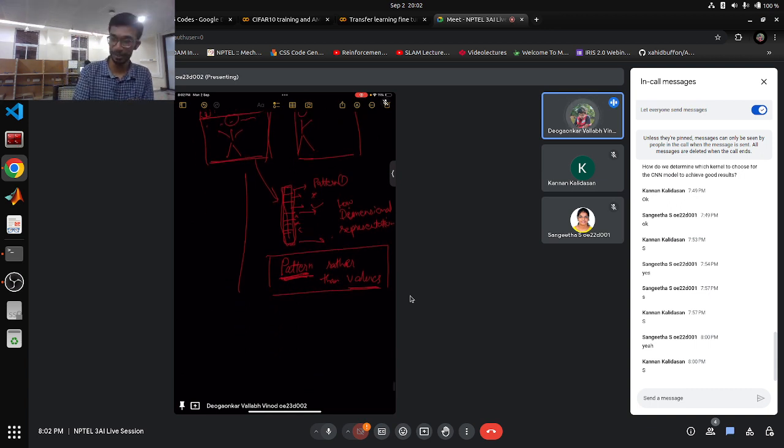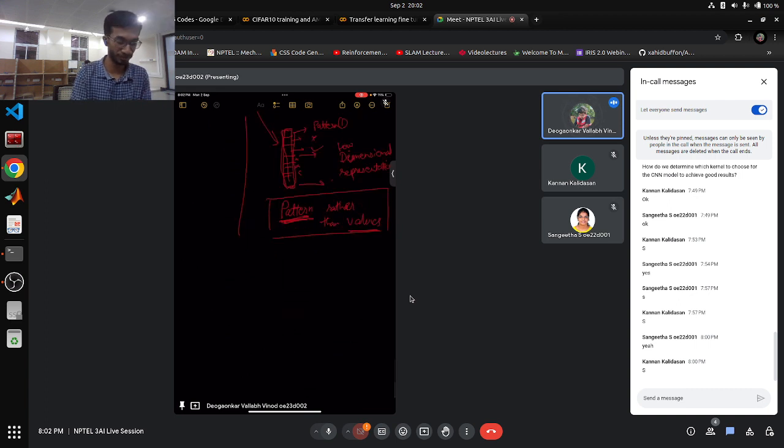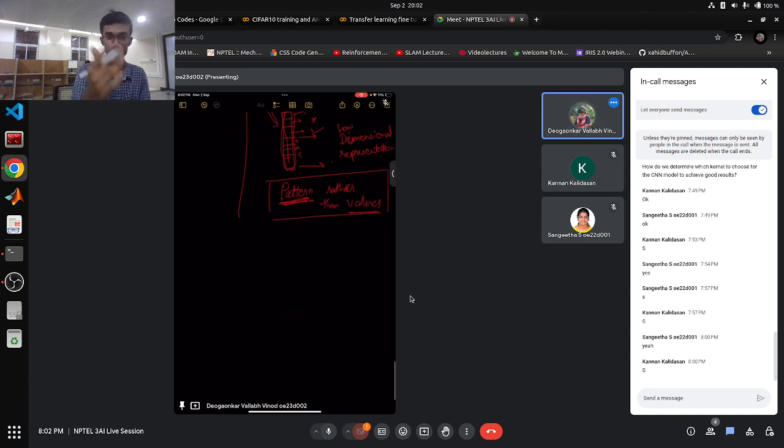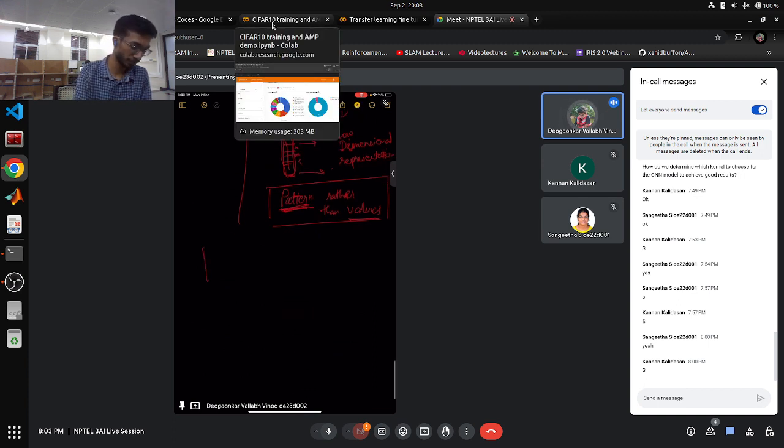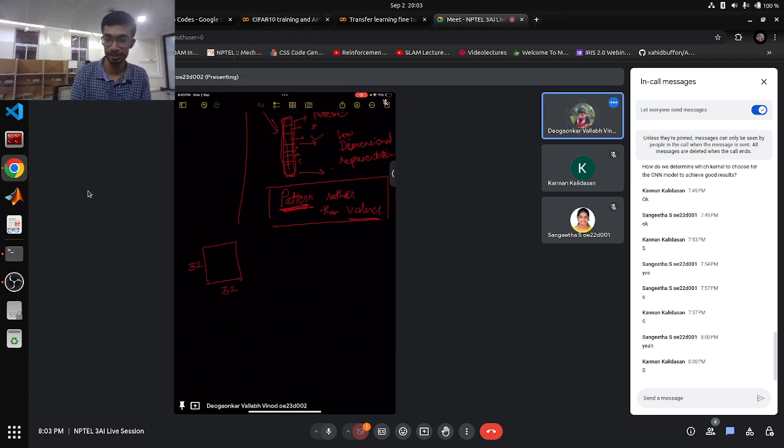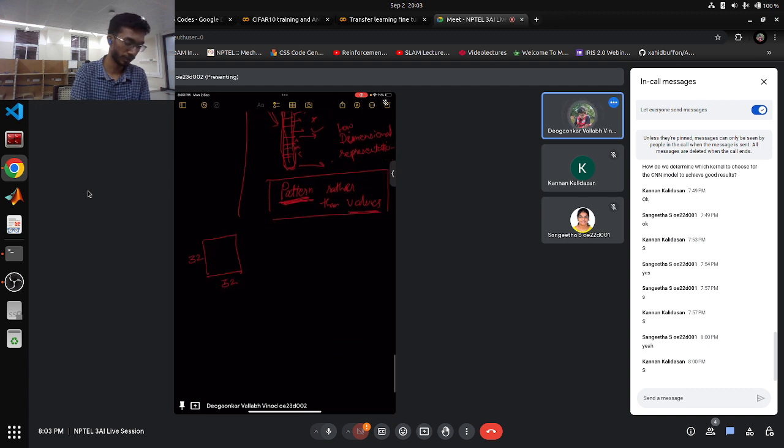So I will just briefly tell what a typical convolutional neural network architecture looks like, which is very similar to what we saw in today's example. Let's say you had an image of size 32 cross 32, from this CIFAR-10 dataset, and you had a kernel.